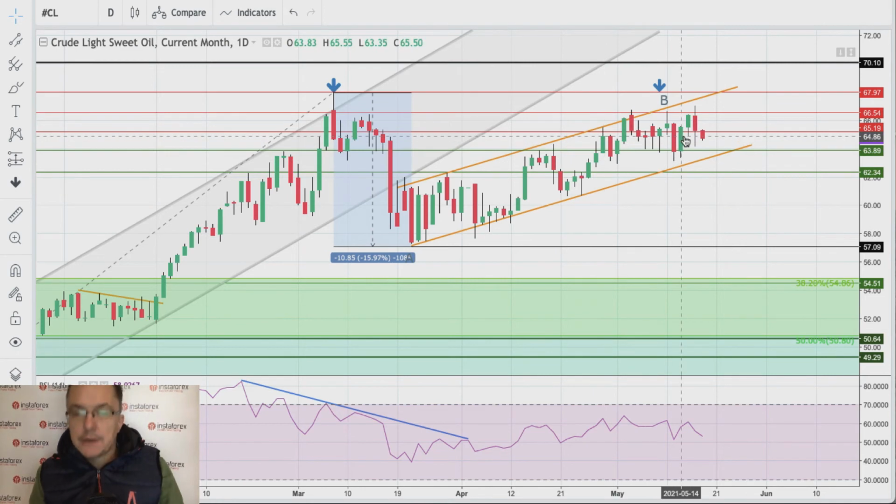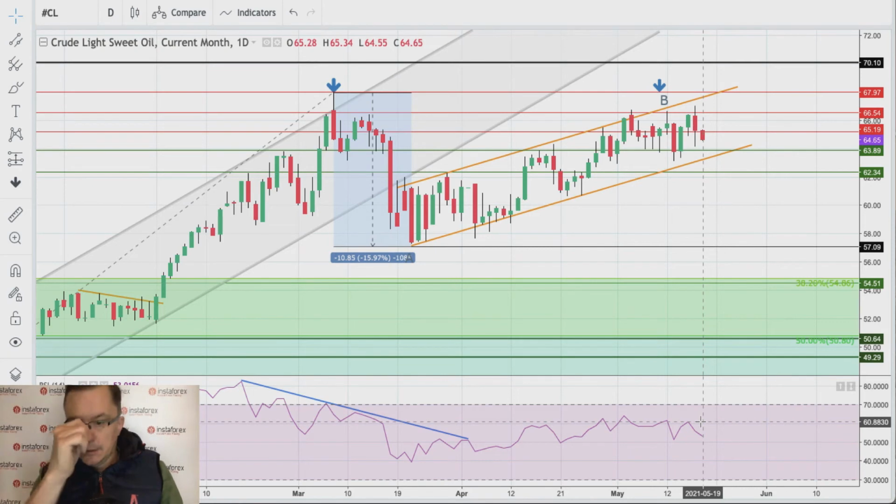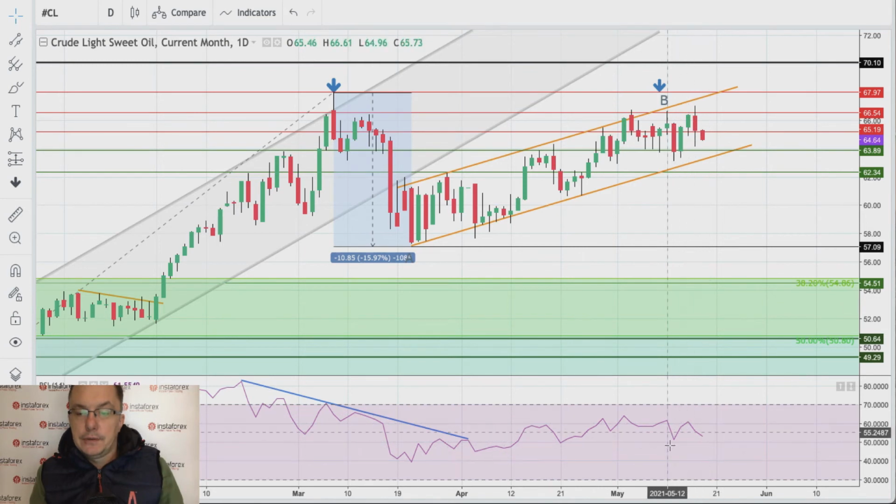So far we are going higher. We try to break 66.54, but so far to no avail. The swing high 67.97 is still not challenged, and the momentum is hesitating between 50 points and 60 points. That's not that much, in my opinion, and please be careful for this momentum to break to the downside. Eventually, of course, we first see a breakout out of this channel, which will be another bearish signal. So that's my outlook for the crude oil.